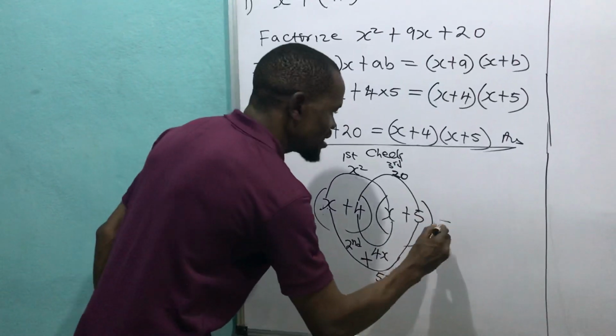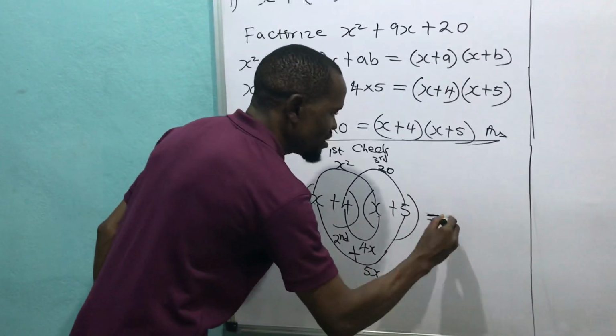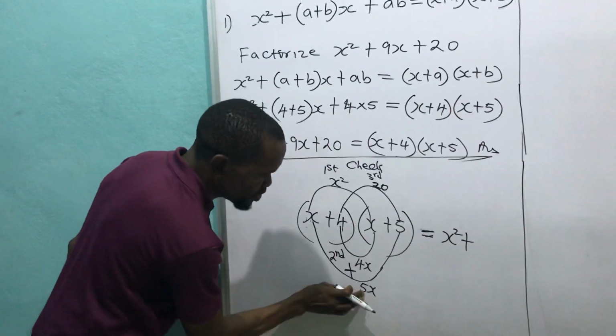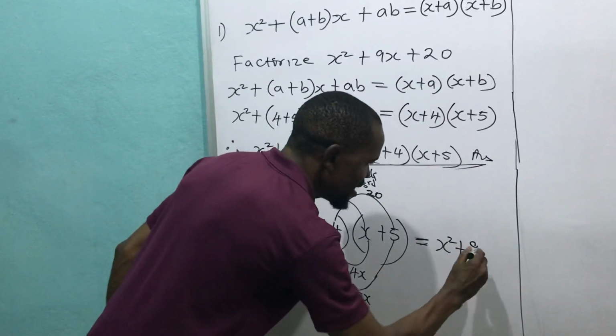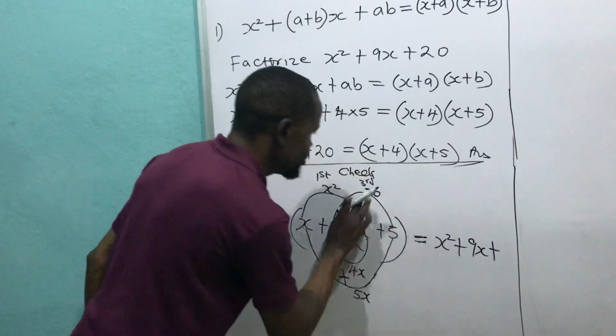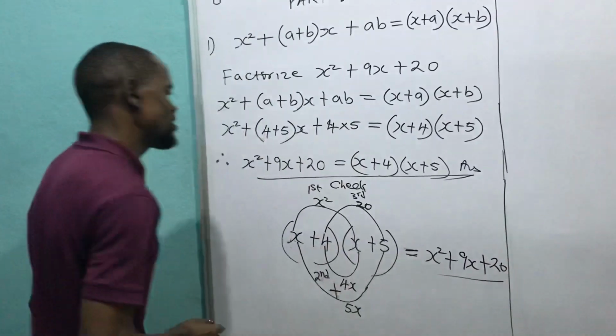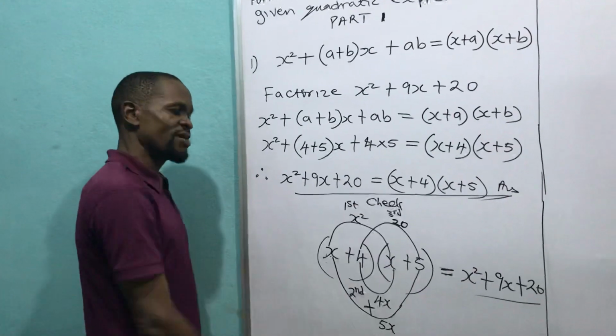And my answer becomes: my first action, x squared. My second action is 4 plus 5, giving me 9x. My third action is 4 times 5, giving me 20. And that's it. You see that when you expand this, it gives you back this.